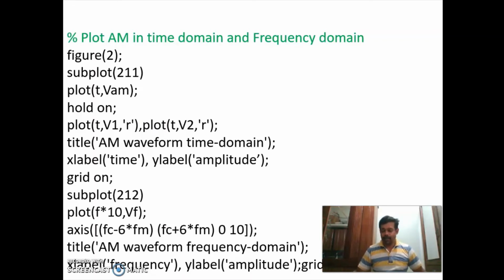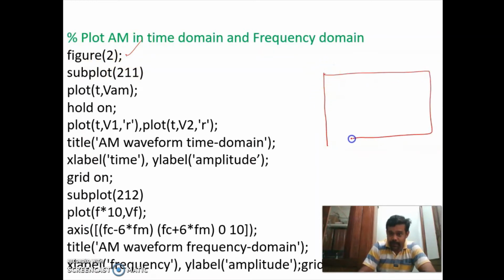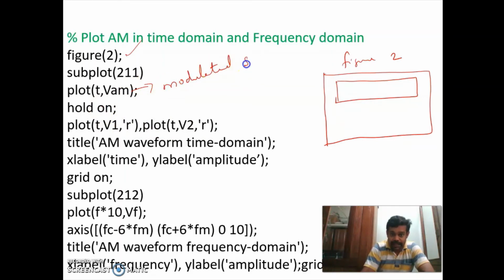Next we are going for figure 2, the second figure. This command will generate the next figure, figure 2. Figure 2, subplot 2 1 1. Plot of t comma VAM. VAM is nothing but the modulated signal.